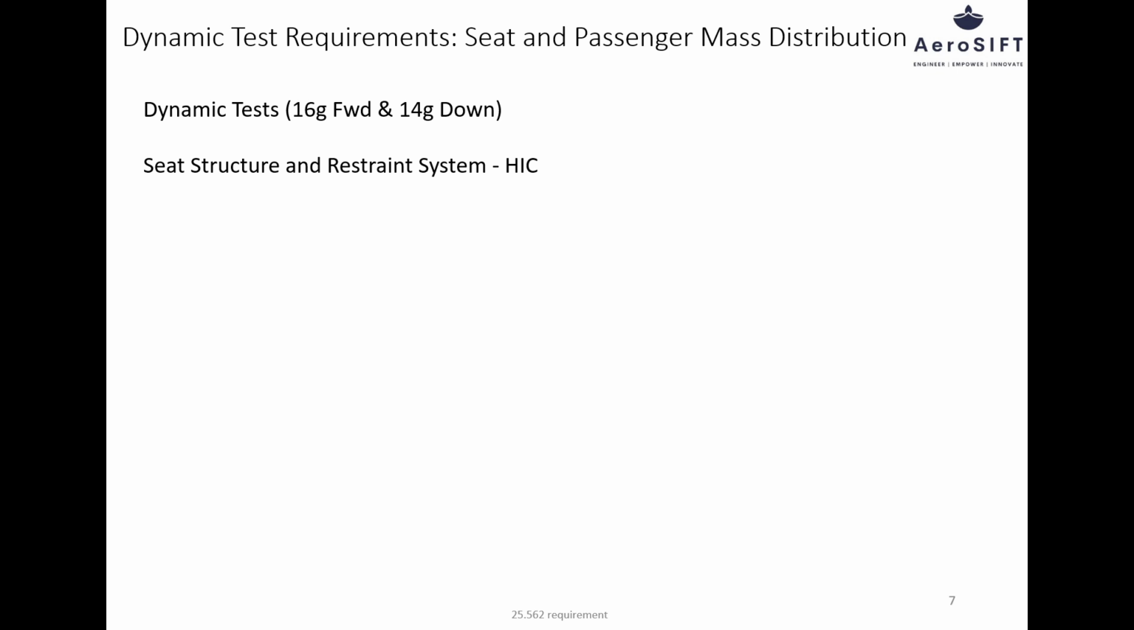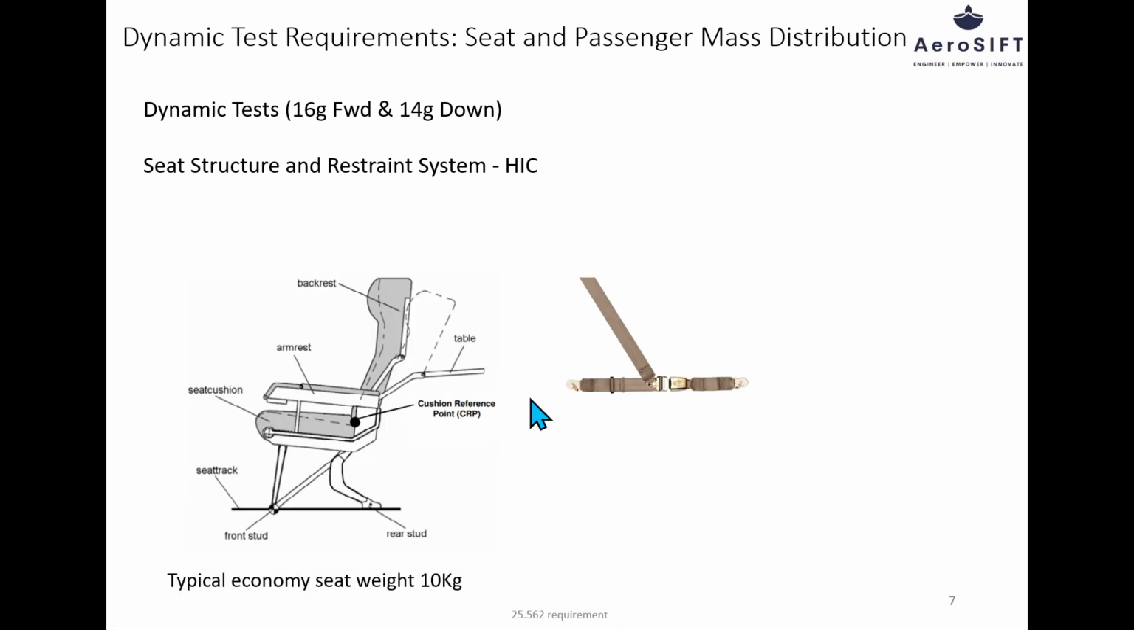Then the structure and the restraint system. So the seat frame, cushions, and attachment points of the aircraft seat belt must be designed to remain intact and functional under these dynamic conditions. Head injury criteria. So that is a criteria that is used in the regulations. The head impact protection is assessed to minimize the risk of head injury during a crash. The seat belt must prevent excessive forward movement of the passenger while distributing the force across the body in a way that reduces this particular head injury criteria. A typical seat is shown here.